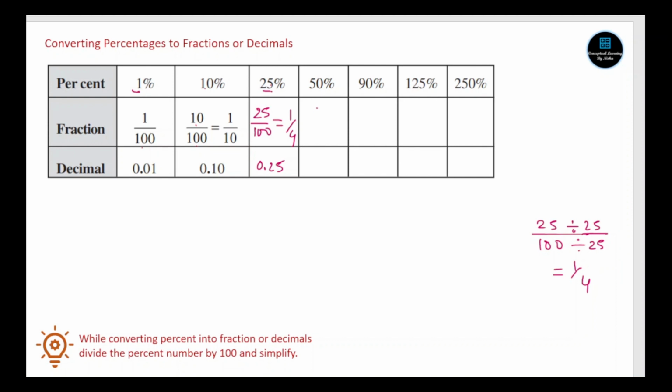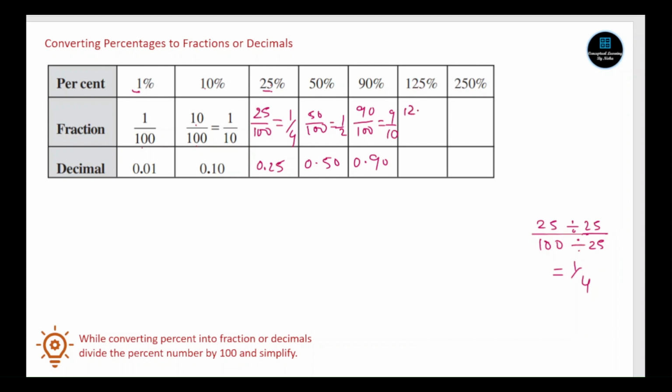Yes. Same way 50% is 50 upon 100, which is 1 upon 2. Yes, and 0.50. Correct? Very easy. 90%, 90 over 100. If I simplify this, I'll get 9 upon 10. And the decimal is 0.90.